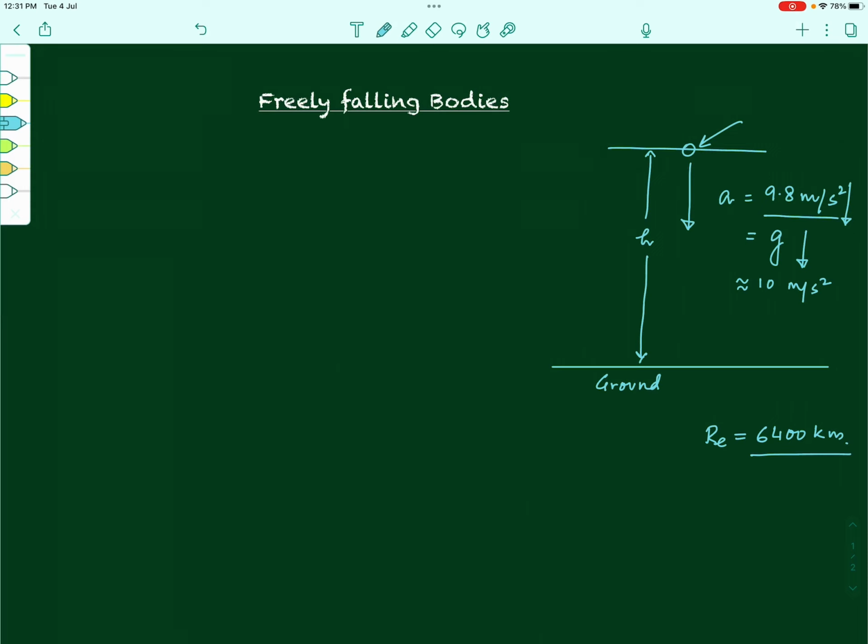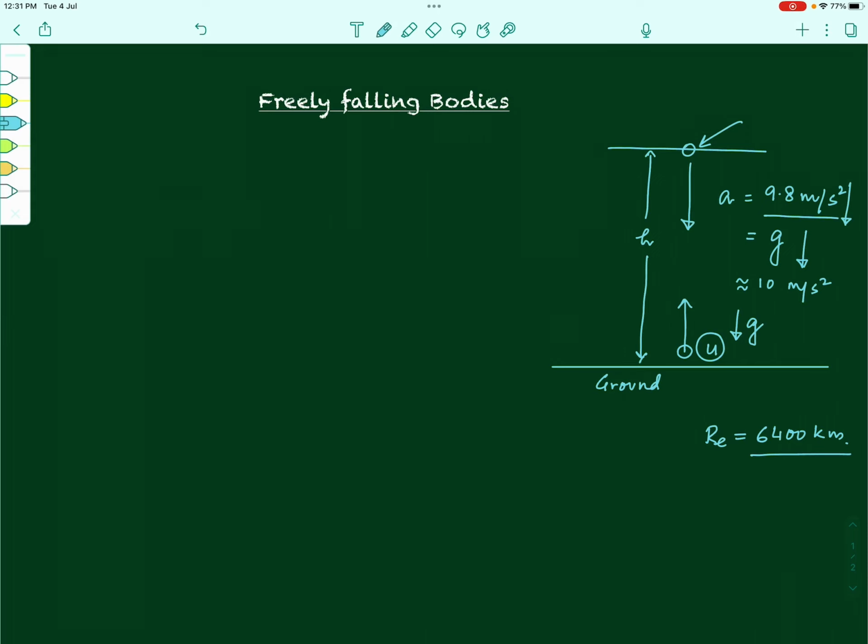The same thing happens if you throw a body upward from the surface of the earth. Let's say you throw it vertically upward with a certain initial velocity. In that case also, it is found that as the body moves up, it slows down because the earth is pulling it down, and the rate at which its speed decreases is also the same, g in the downward direction, acceleration due to gravity in the downward direction. So do you see that both these cases are that of freely falling bodies?